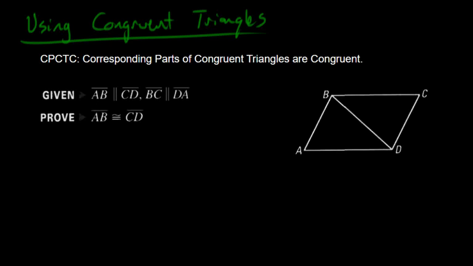I'm here to teach you how to use information about congruent triangles to prove further information about their corresponding parts. And so the theorem we're going to use is abbreviated CPCTC, for corresponding parts of congruent triangles are congruent.